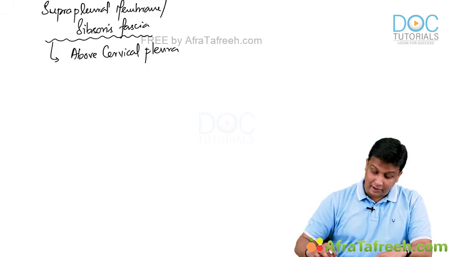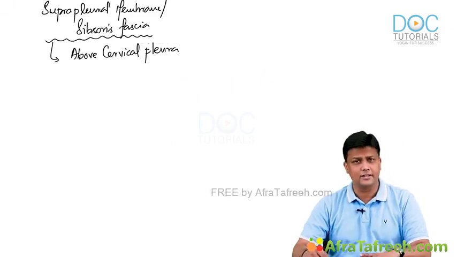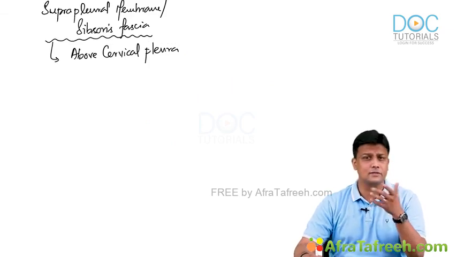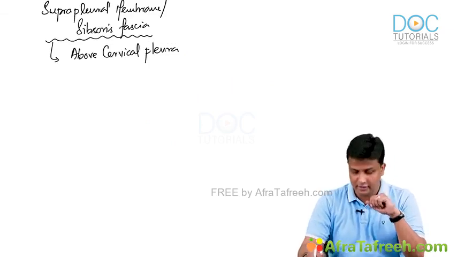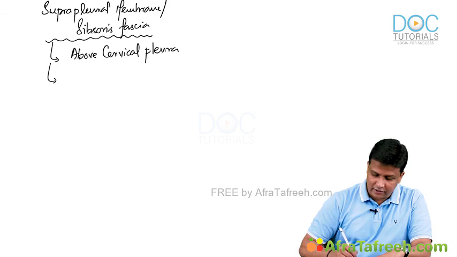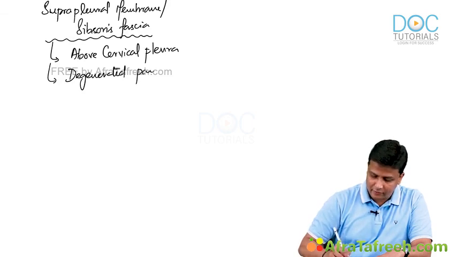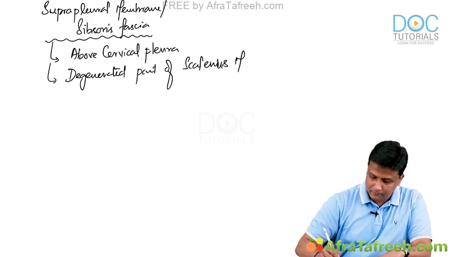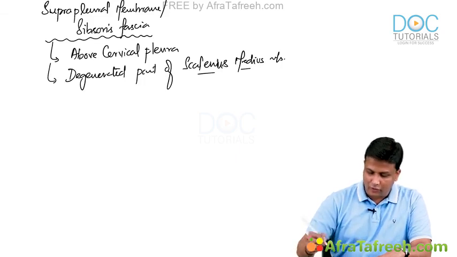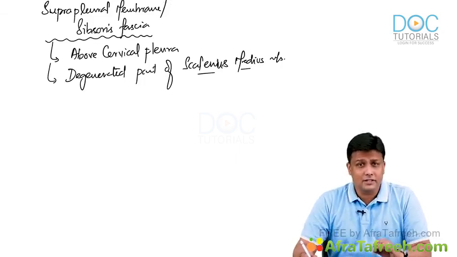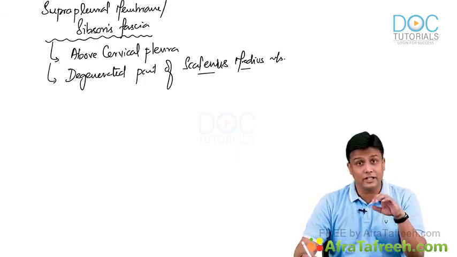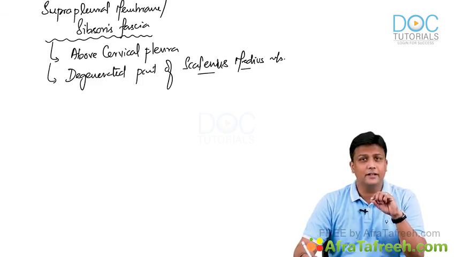Now, what is it exactly representing? That is the MCQ which has been asked in the exam. What is this suprapleural membrane or Simpson's fascia exactly representing, guys? Remember, it is representing the degenerated part of scalenus medius muscle. That has been asked already in the exam, so please remember that one. It is the degenerated part of the scalenus medius muscle.